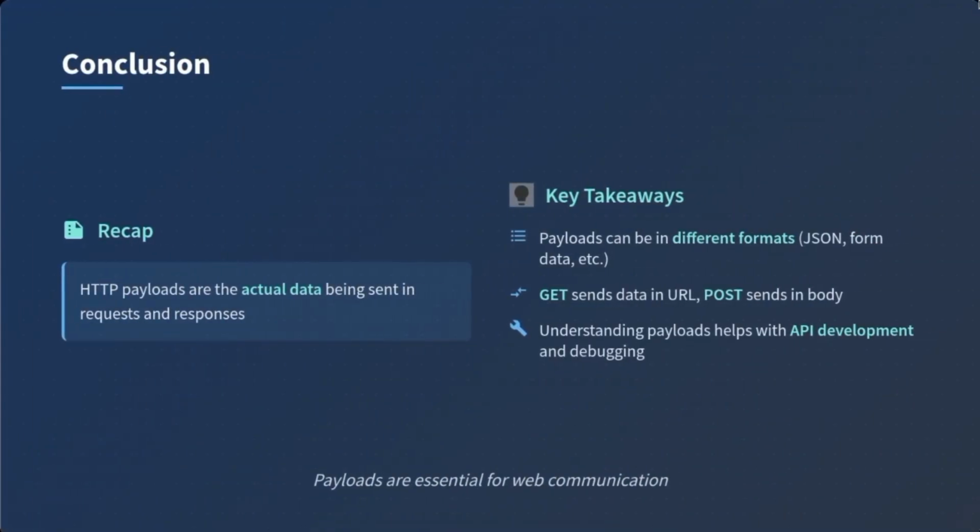To wrap up, let's recap what we've learned. HTTP payloads are the actual data being sent in requests and responses between clients and servers. They can be formatted in different ways, like JSON or form data, and they can be sent in different parts of the HTTP request depending on the method being used. GET requests include data in the URL, while POST requests include it in the body. Understanding how payloads work is essential for anyone working with APIs, web development, or networking. It helps you build better applications and debug issues more effectively.